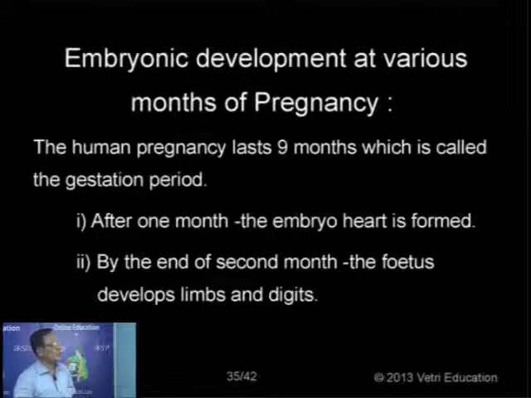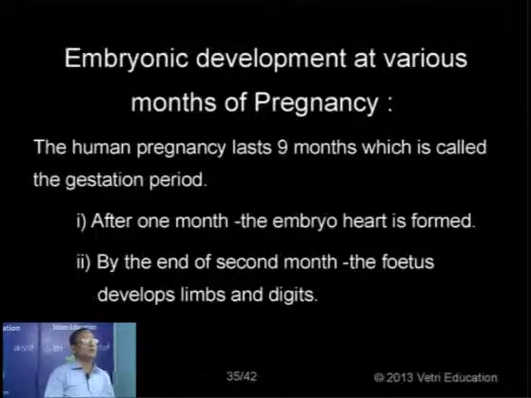This is followed by embryonic development. What is happening at different stages of development? In humans, it lasts about 9 months, or simply 36 weeks. The embryonic development in human beings is divided into three parts: first trimester, second trimester, and third trimester. So the first 12 weeks, the second 12 weeks, and the third 12 weeks.